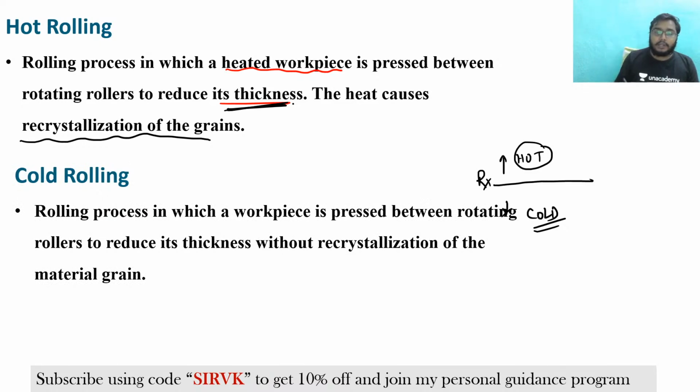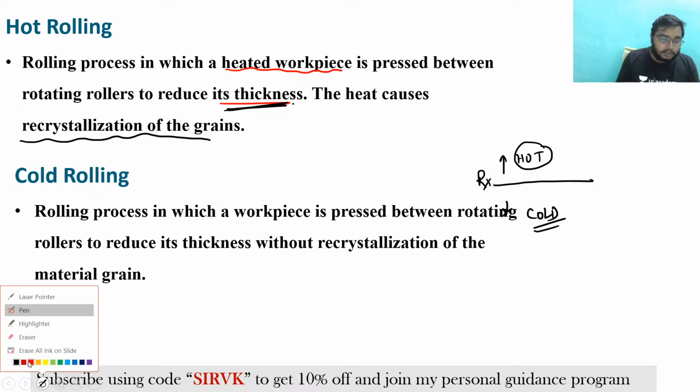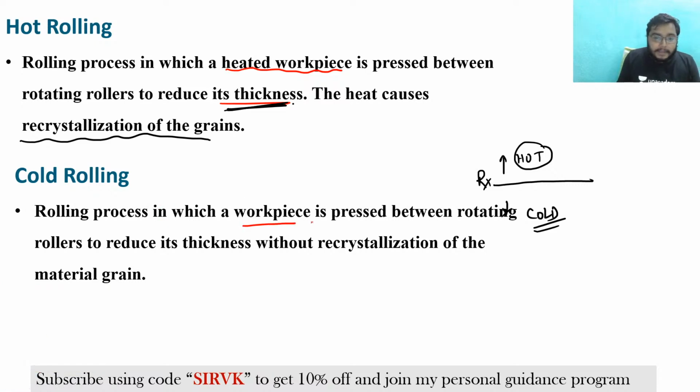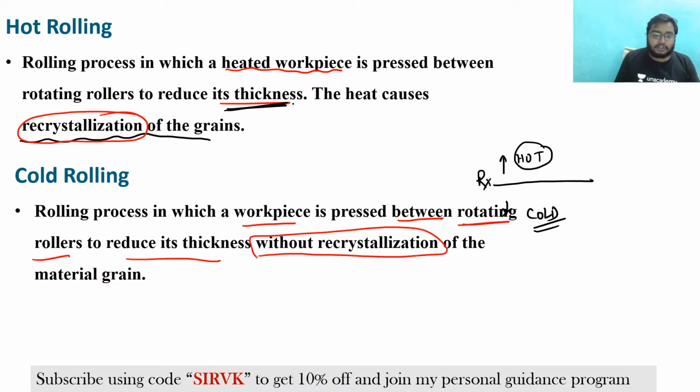Now what is cold rolling? Cold rolling is a rolling process in which a workpiece is pressed between rotating rollers to reduce its thickness. The difference is that in hot rolling recrystallization is there, and here recrystallization is not there. We know these things, right? So there is no change in the grain structure.